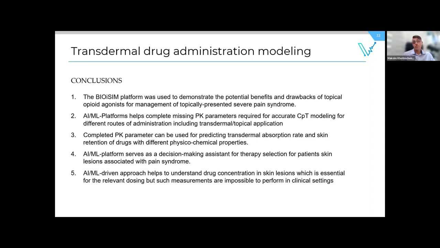And the AI/ML platform may serve as a decision-making assistant for therapy selection for patients, for example, with skin lesions or any pain syndrome associated with skin disorders. This approach helps to understand drug concentrations in skin lesions, which is essential for relevant dosing. But unfortunately, such measurements are impossible to perform in clinical settings. If we have a patient with skin lesions, say thermal burns, there are a lot of bioethical reasons not to perform any clinical studies. But using the computational approach, we can predict pretty easily and with high significance what is going to happen if you apply drugs topically in cases of skin disorders.